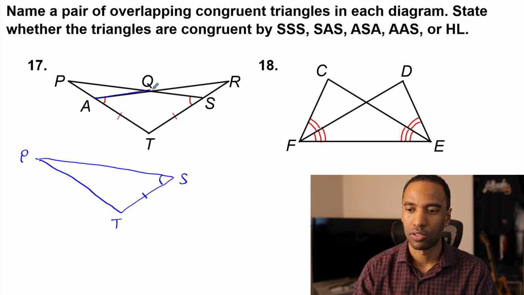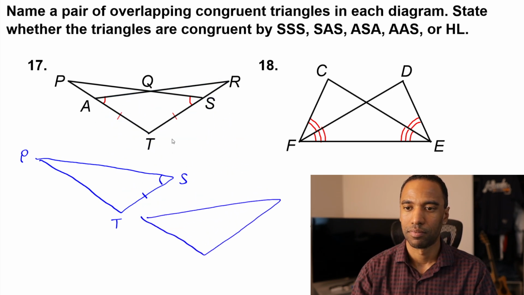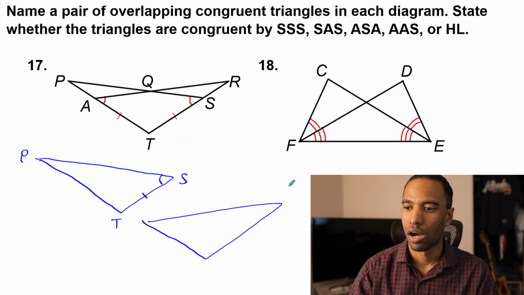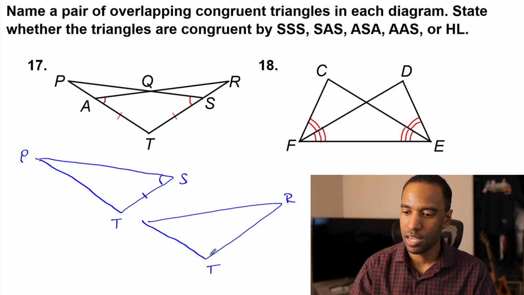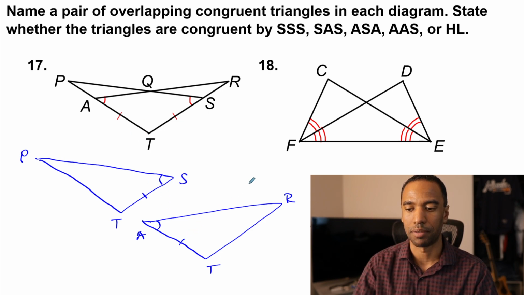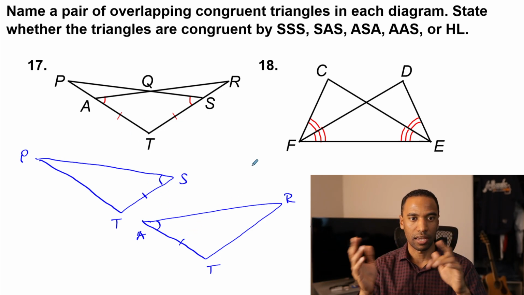Now, in the other triangle, and again, sorry for the squirrely drawing here, I have R, T, and A. And it looks like A is congruent to S, apparently, and then we have this tick mark here. Again, not enough information with just angle and side.